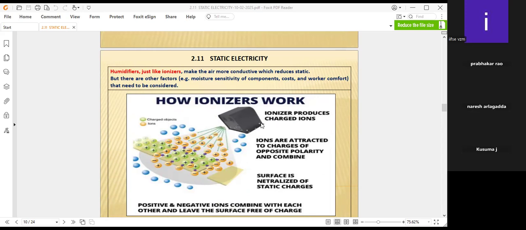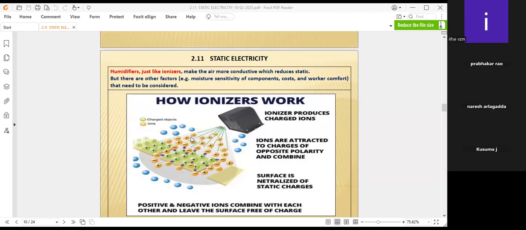See how ionizers work. This is the ionizer. It produces charged ions, positive charges and negative charges. In the atmosphere, you have a charged object, and ions also will be there. Here green is called the charged object, and this is called ions. The ionizer produces charged ions, and they will be released. This is the charged object, and this is a charged ion. Ions are attracted to charges of opposite polarity and combine.